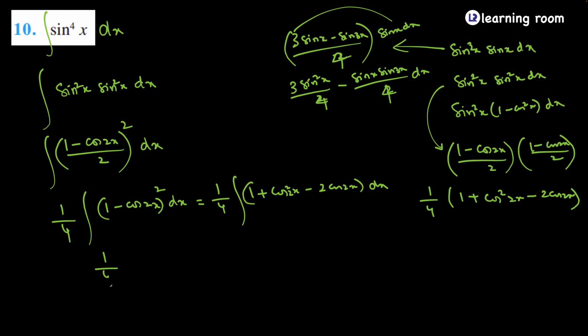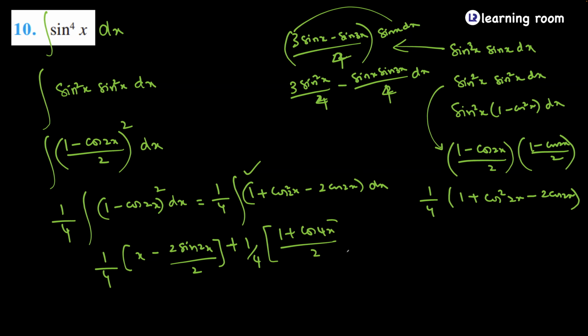So directly tell me one thing, 1 by 4 into, what is the integral of 1? What is the integral of minus 2 cos 2x? It is minus 2 sin 2x by 2, right? Now, you have this plus 1 by 4 multiplied with cos square 2x. So how can you write cos square 2x in the similar format? Cos square 2x can be written as 1 plus cos 4x by 2 times dx.